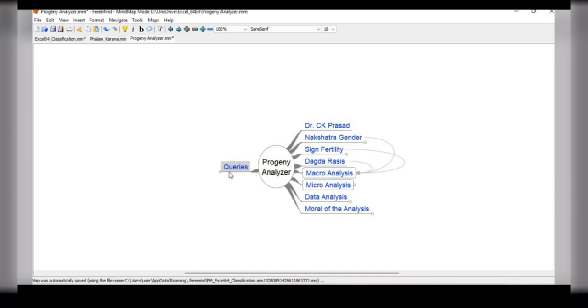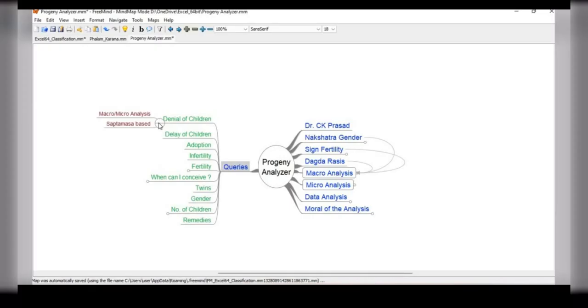So generally the queries that come are about denial of children. So many people don't have children. So he speaks about what is called a macro and a micro analysis. So Saptamsa is the divisional chart of prime importance there. People do not get children at all. Sometimes there is a delay of children. Some people don't adopt, but some people adopt. There is infertility. These are all negatives that happen.